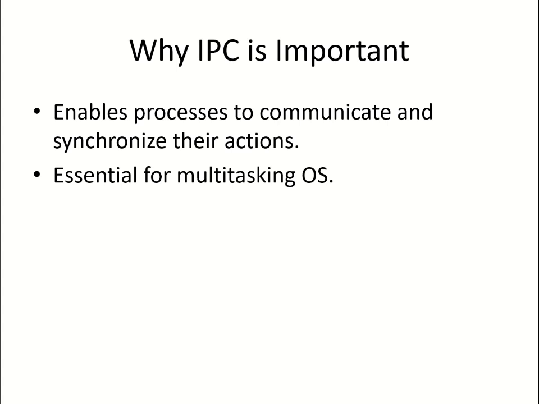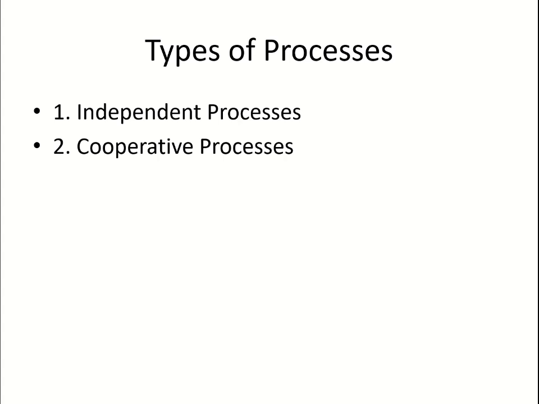And next, types of processes. There are two types of processes: independent processes and cooperative processes. In an operating system, an independent process refers to a process that can execute completely on its own without needing to rely on or interact with any other processes to complete its task. Essentially, it does not affect or get affected by other running processes in the system, meaning it operates independently.